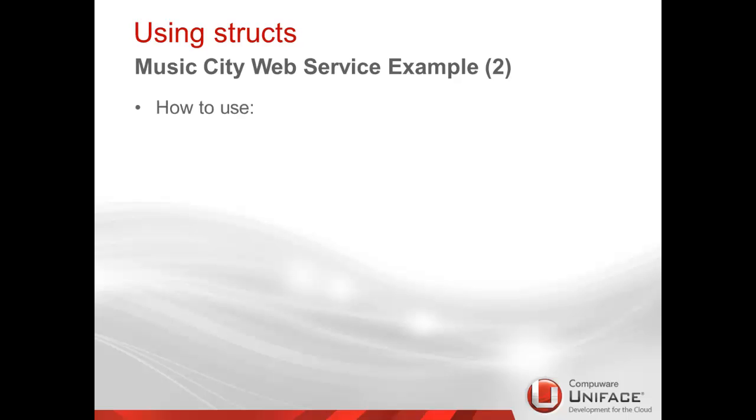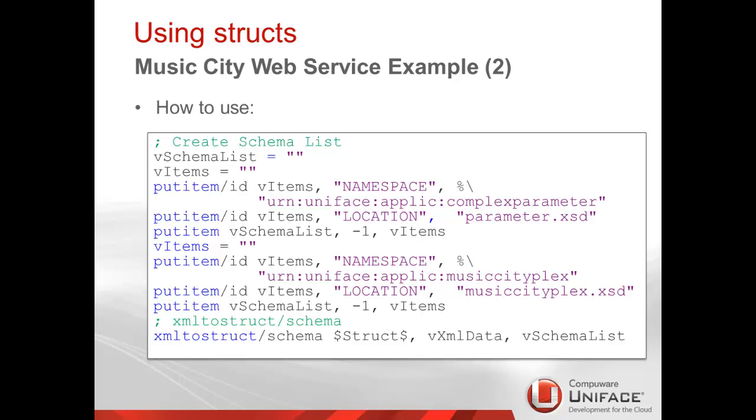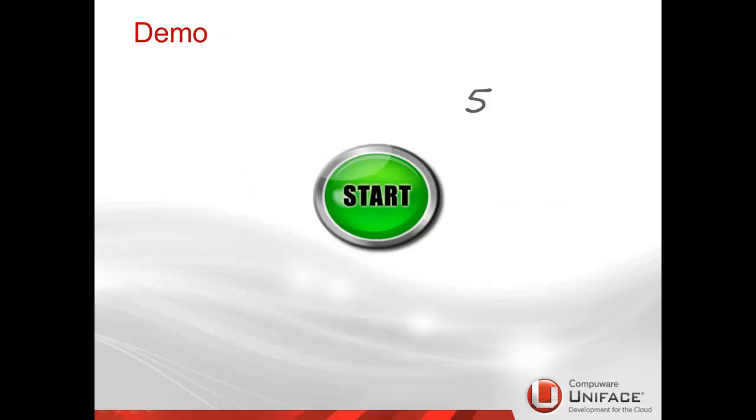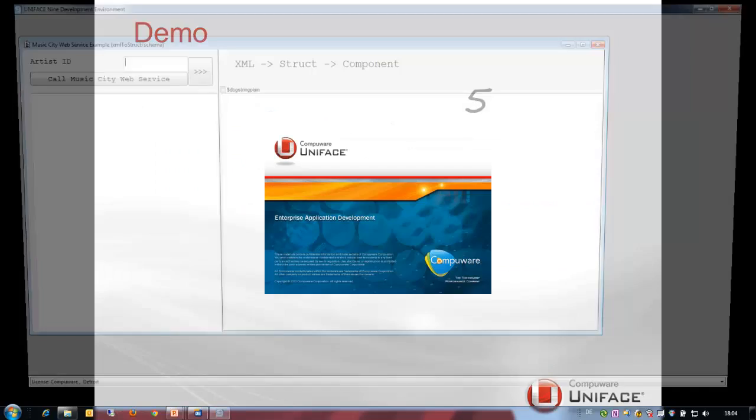And how do we use all this? Here you can see, first we create a schema list, and we do this by namespace. You can see here the namespace of the first XSD and its location, in the file parameter.xsd. And we do the same for the second namespace and its location in the music cityplex XSD. The schema list is then passed to the XML to struct /schema instruction, and it will do the conversion. Okay, let's have a look at how this works in practice.